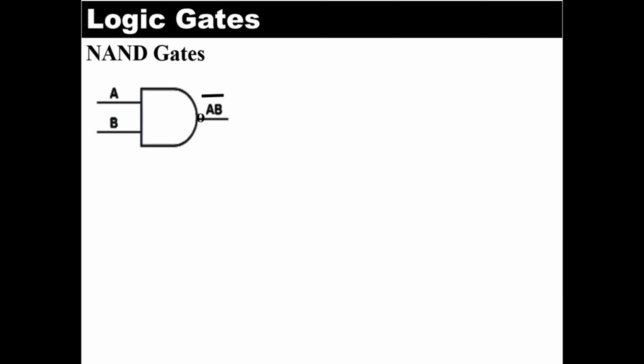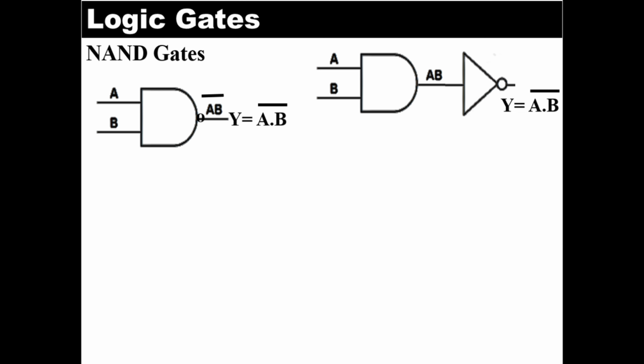Now the next gate is the NAND gate. It is the combination of the AND and NOT gates, and this is the circuit of the NAND gate, which is equal to this circuit in which the output of the AND gate is connected to the NOT gate, and its output is Y is equal to (A dot B) bar. So let's see its truth table.